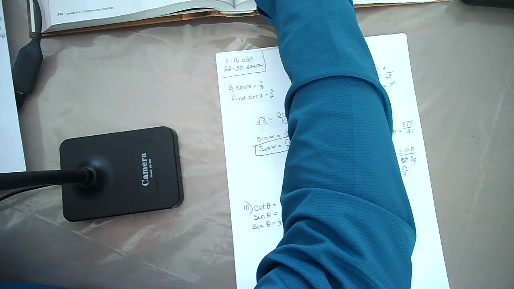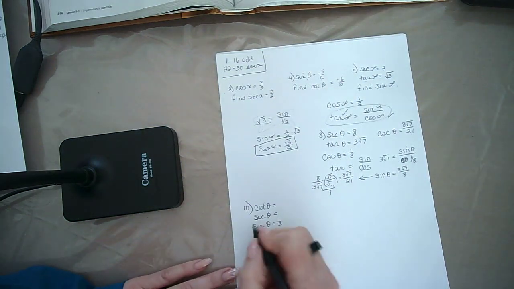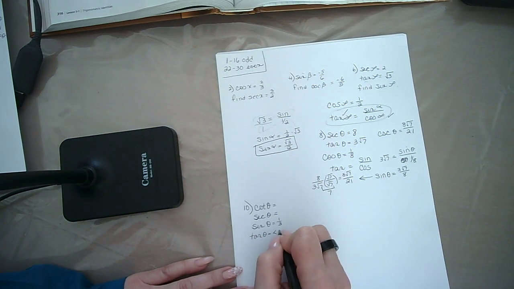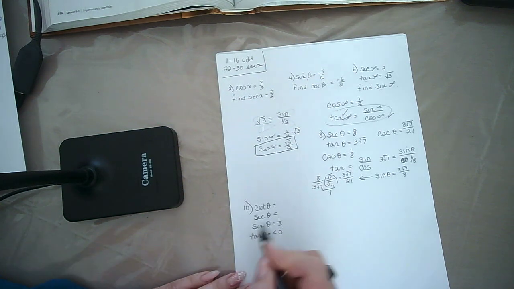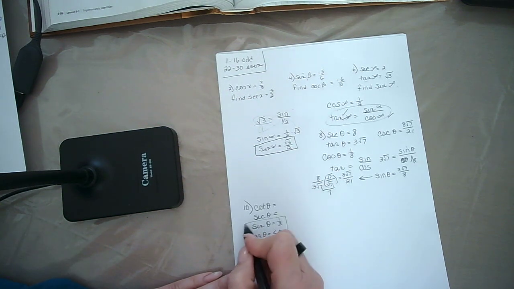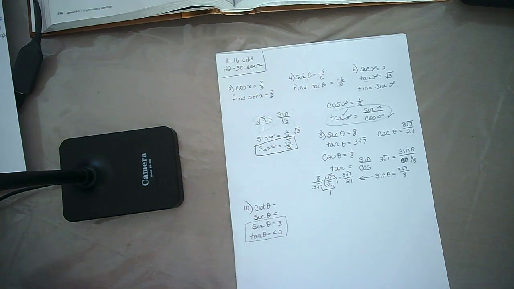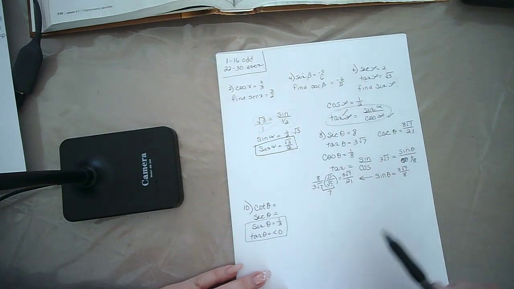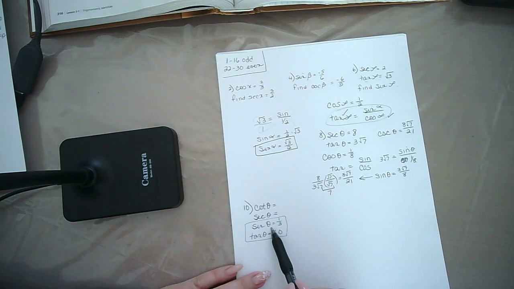Tangent of theta is less than 0. Okay, so first of all, this information is all they're giving me. With the identities that we did before, we needed 2 to get something else because we had to substitute in 2 things. Here they only gave me 1. And secant's not the flip of sine, so that's not going to help me.